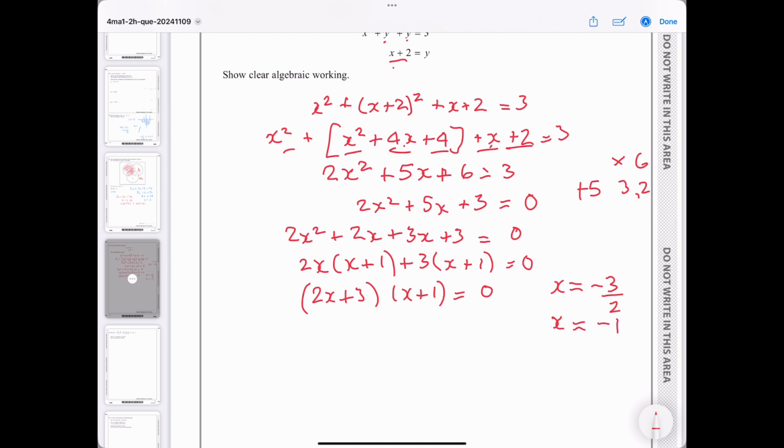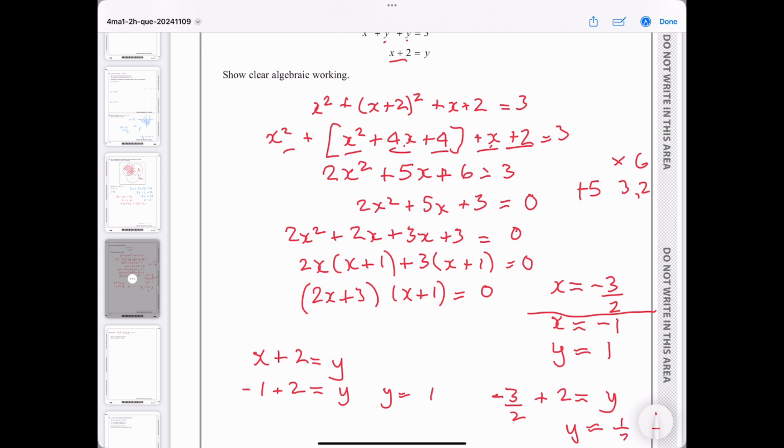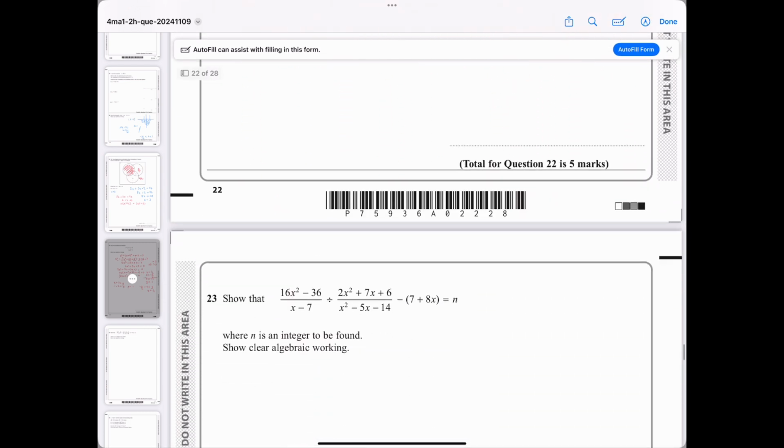Now we've just got to use x plus 2 equals y. So if we put in minus 1 plus 2 equals y, then we know that y equals 1. So if x equals minus 1, y equals 1. That's one of them. And then if minus 3 over 2 plus 2 equals y, so that's like saying 2 minus 1.5, then y equals 1/2. So if x equals minus 3 over 2, y equals 1/2. And that is how you do that.